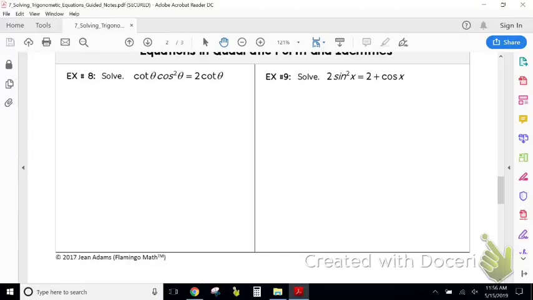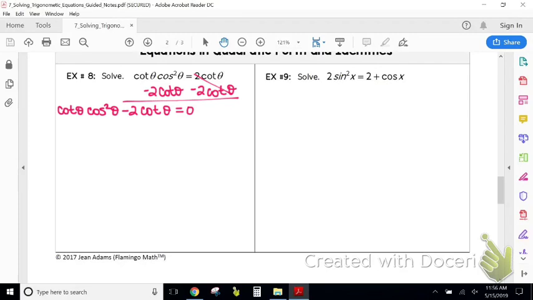All right, so on example 8, what can we do here? I guess subtract it over. All right, we can get the equation set equal to 0 so we can see if we can factor. So let's subtract this 2 cotangent of theta. So cotangent of theta times cosine squared of theta minus 2 cotangent of theta equals 0.